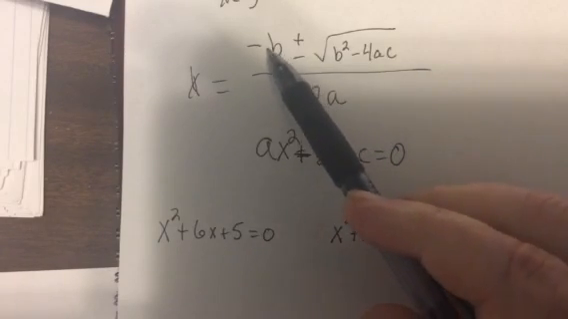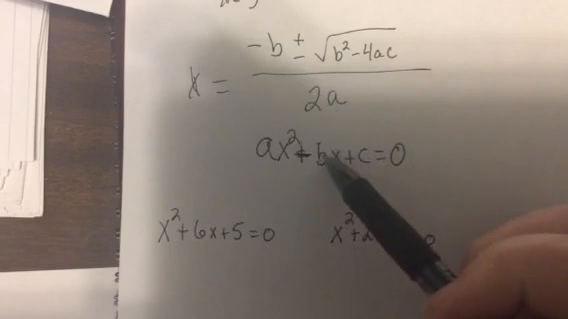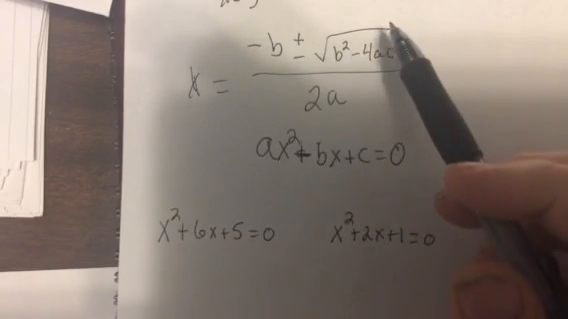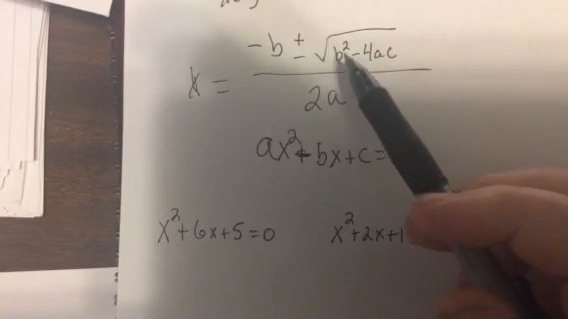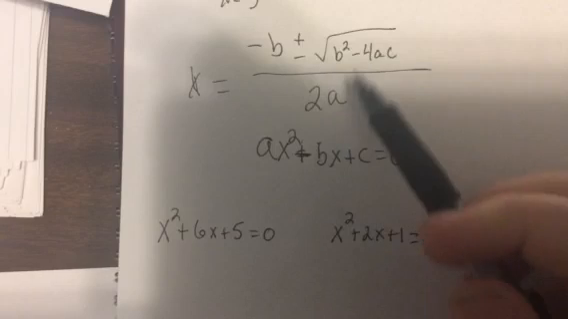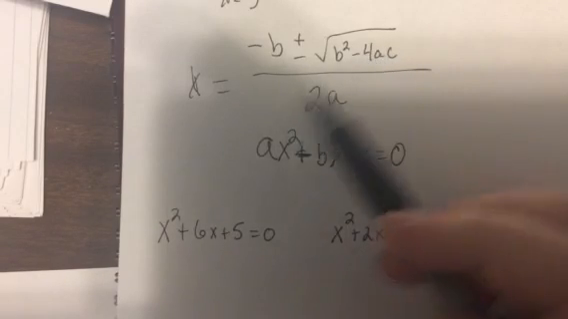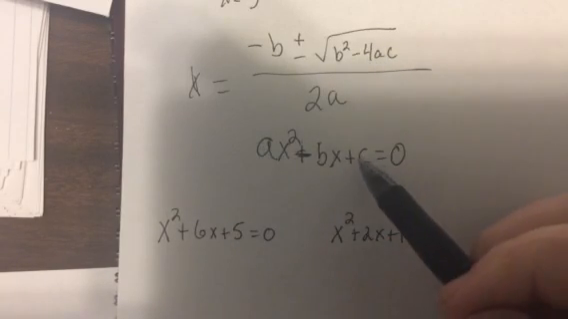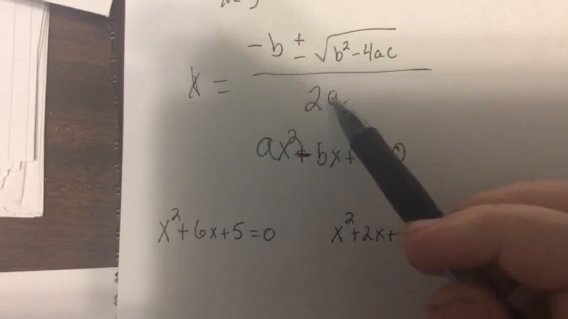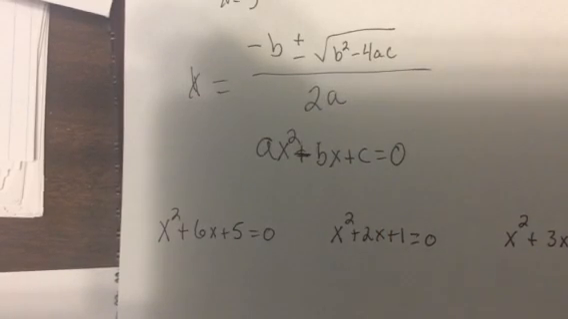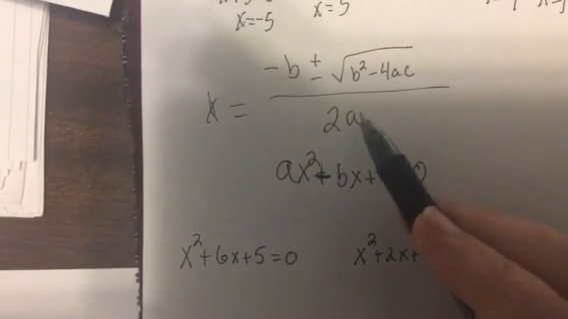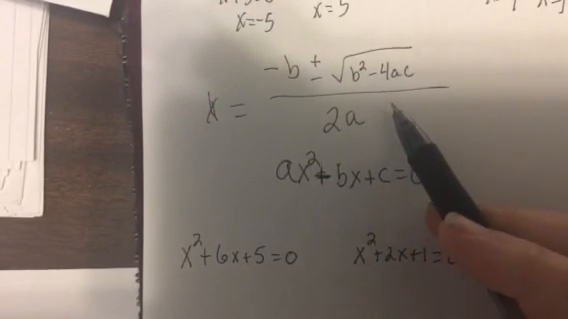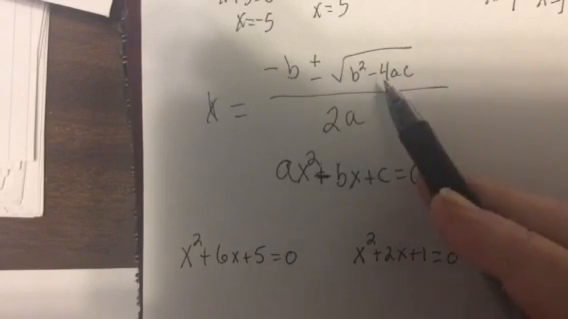And the formula is negative b plus or minus the square root, whatever that is, we're going to talk about that probably right after Easter, of b squared minus 4 times a times c, all over 2a. So, you're going to have to memorize this formula. Negative b plus or minus the square root of b squared minus 4ac all over 2a.